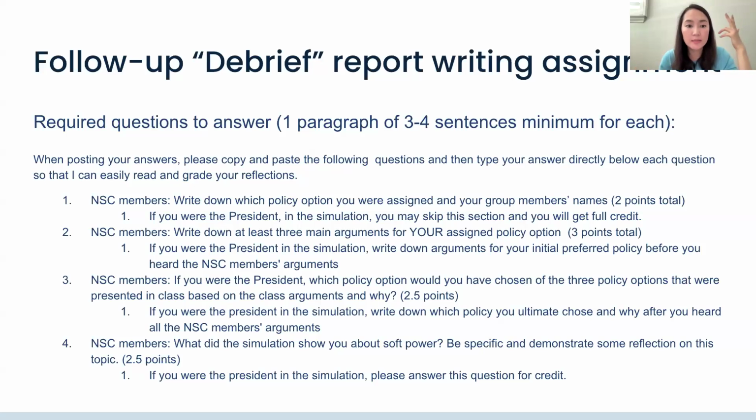And then if you were the president, because there's only one president, but if you were the president, which policy option would you have chosen out of the 3? Because everyone heard all the arguments. Which one would you have chosen based on the class arguments and why? So that's 2.5 points.